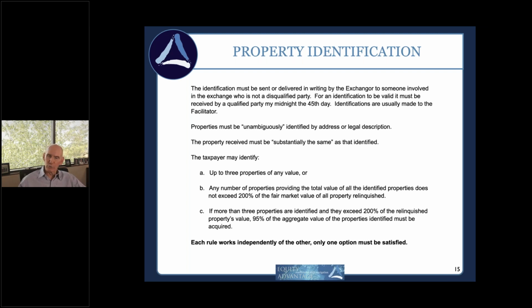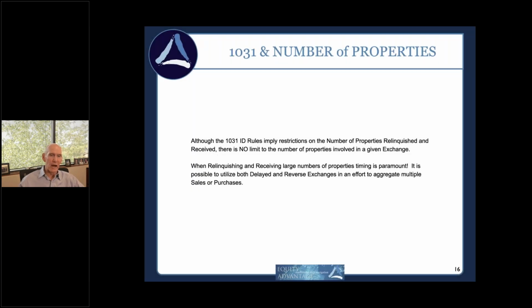And my advice is, if you're looking at a situation where you're relinquishing or receiving a number of properties, you probably want to get those things done inside the 45 days. If you do that, you don't even have to turn in an identification. So that's the safest thing you can possibly do. So once again, I stress each rule works independently of the others.